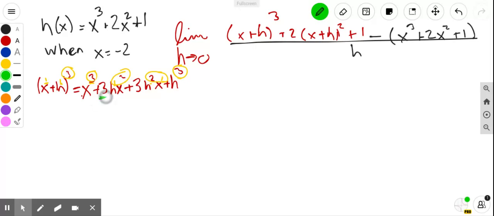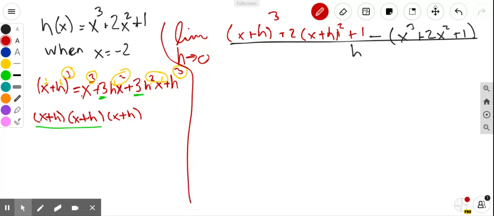And these multipliers of 3 are just always there. If you don't believe me, I highly recommend that you take the time and expand this. Think of this as an x plus h multiplying an x plus h multiplying an x plus h. Multiply two of them and then take that product and multiply by the third x plus h, and you should get the same thing if you did it properly. But continuing onwards, because that's kind of a little aside.